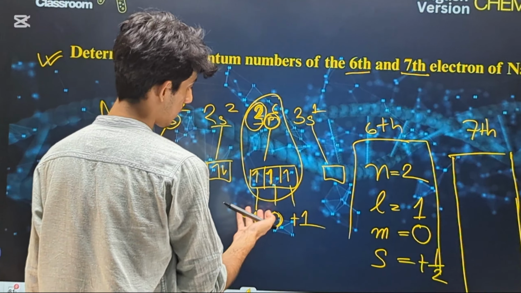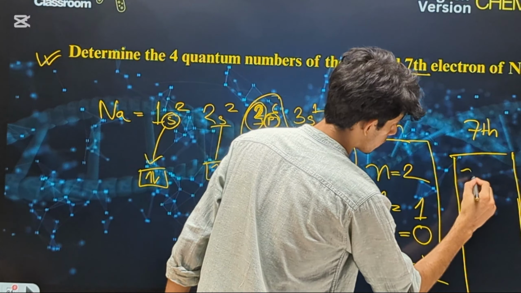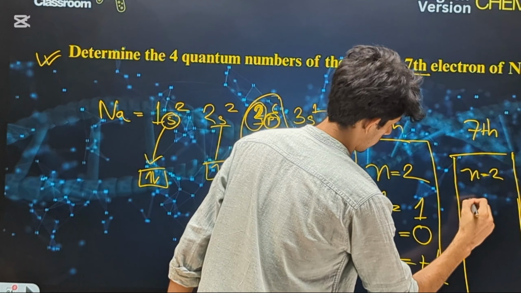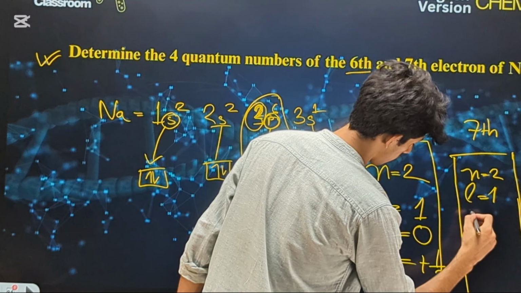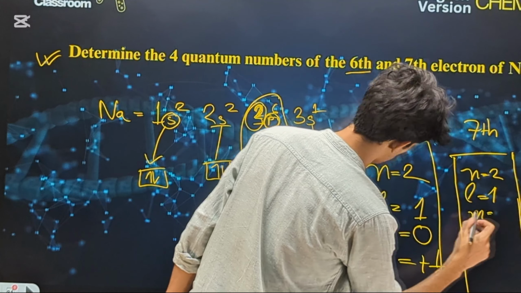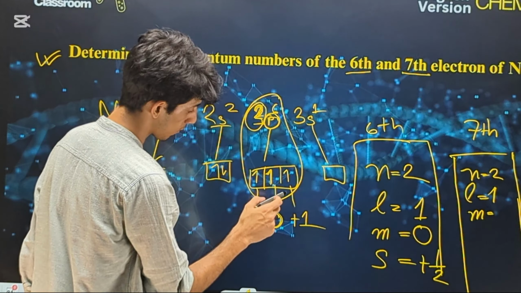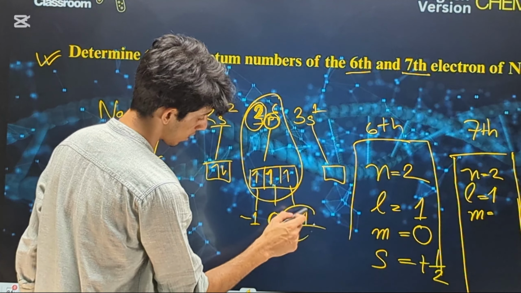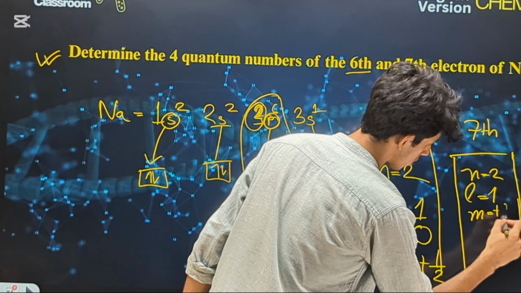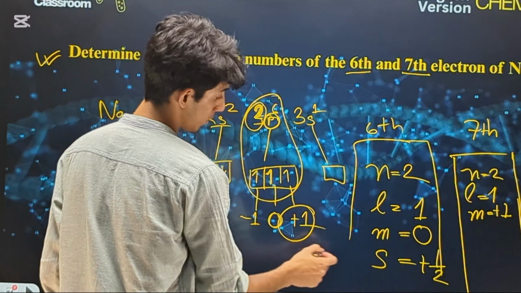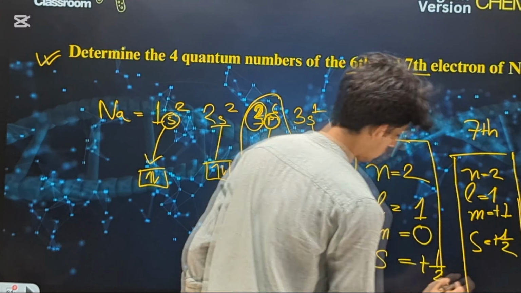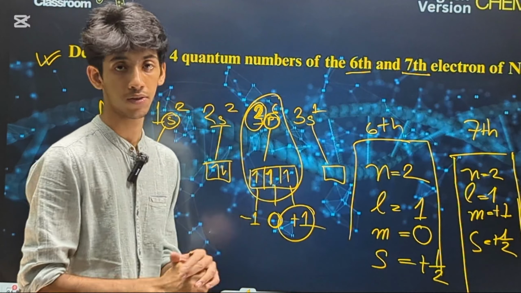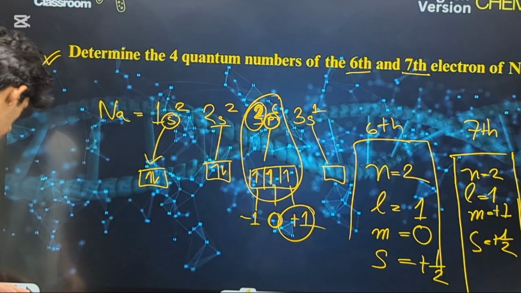For the 7th electron, most of the things will be the same. The value of n will always be 2, and the value of l will be 1. The value of m will be different, because the 7th electron is in this box, and its name is +1. And the value of s will be +1/2 because the direction of rotation of the electron is above. Then we will go to the next slide.